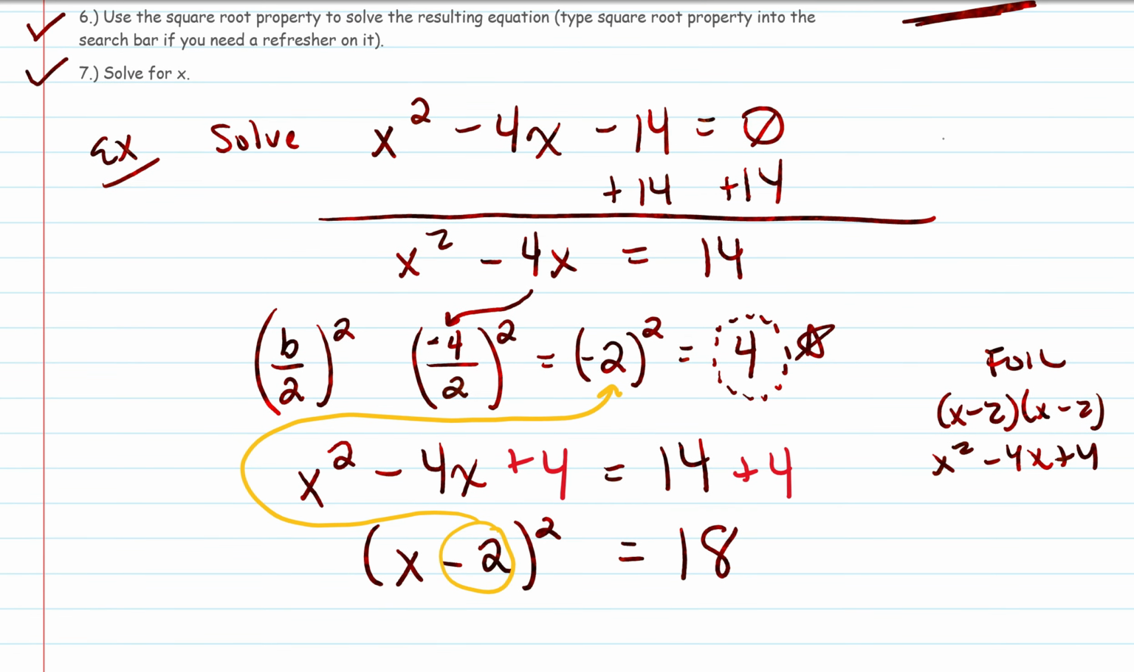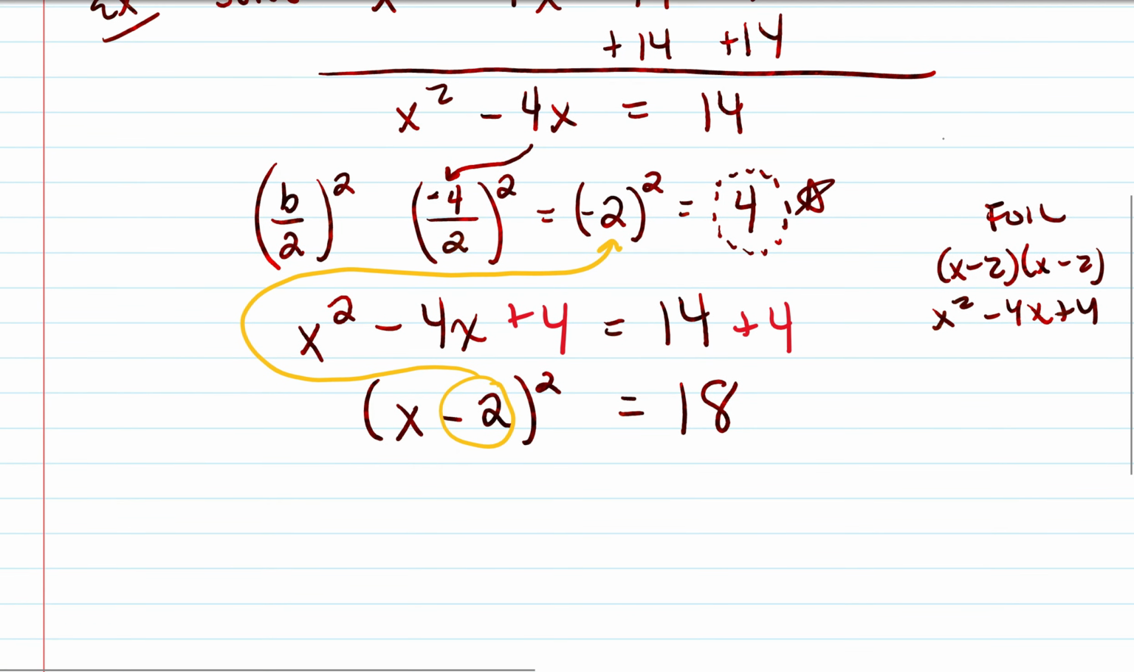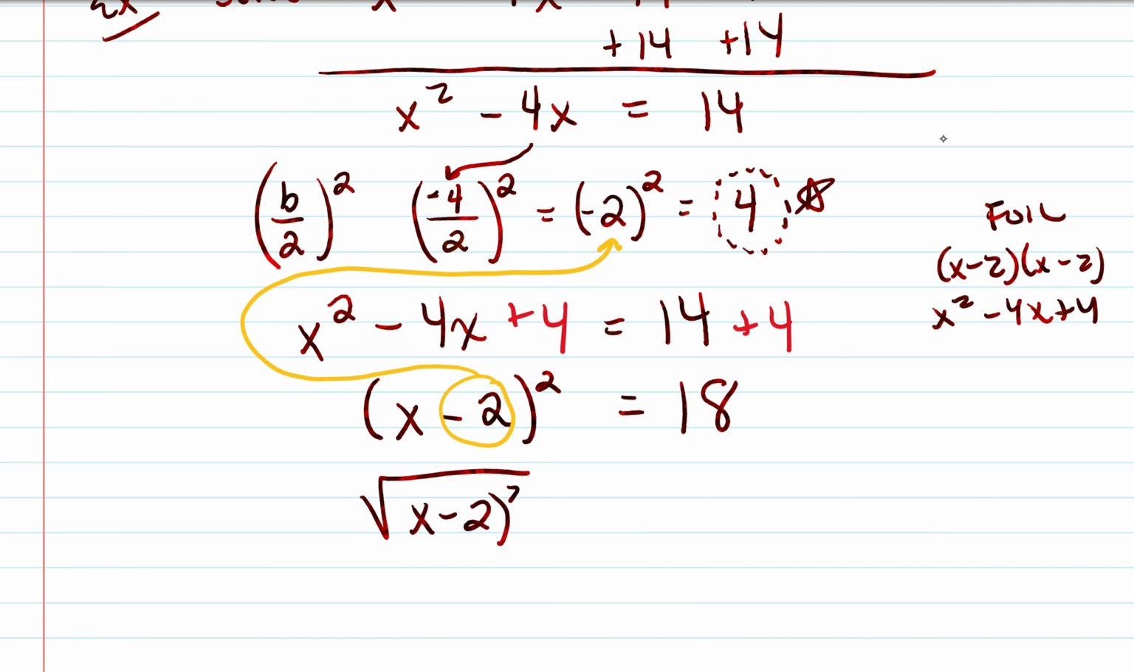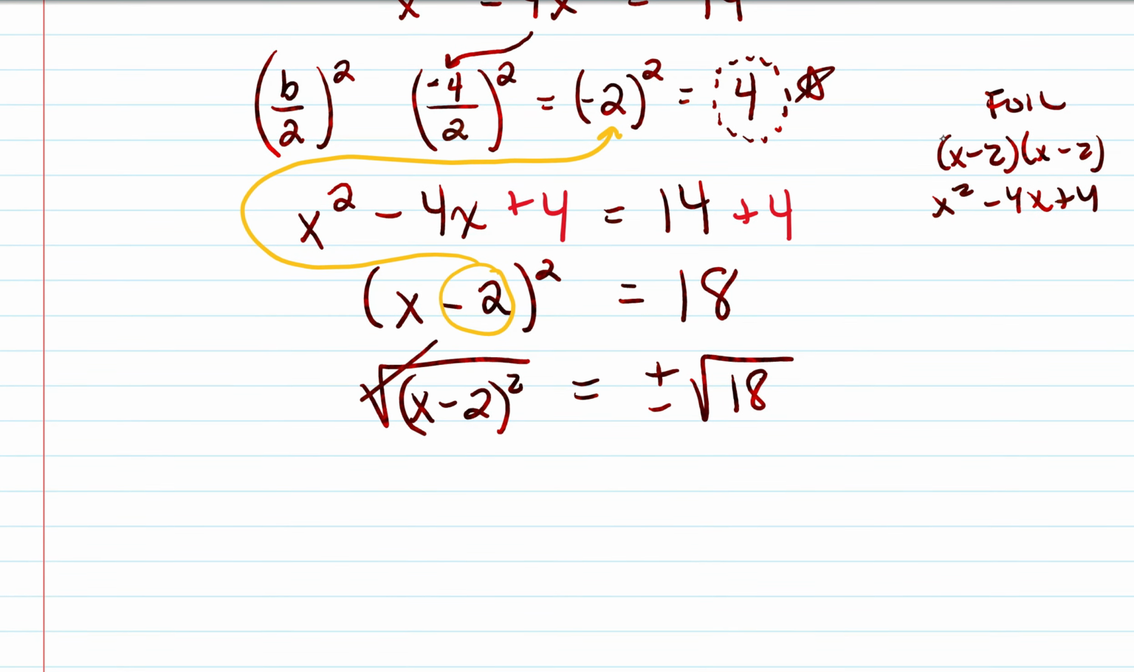All right, and then step 6 says use the square root property. So let's go ahead and use it. The square root property was covered in a previous video. Feel free to type that into the search bar on the Herbcon Education page and you'll come across it. So the square root property is (x - 2)^2 = ± the square root of 18. And then we apply the square root property, the radical and the second power are inverses, so you're left with x - 2 = ± the square root of 18.